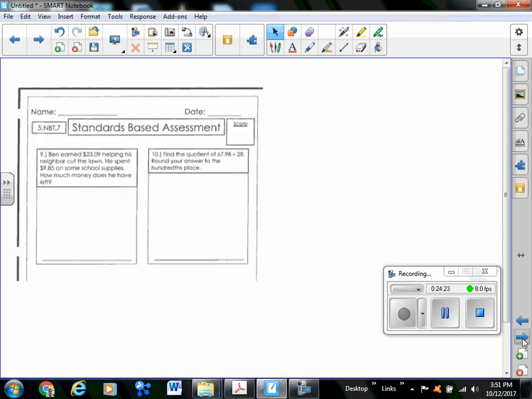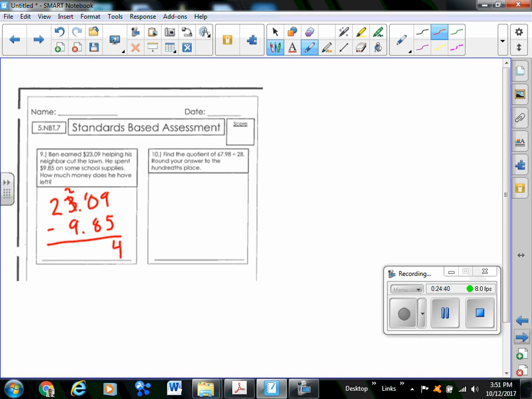Okay, number 9, Ben earned $23.09 helping his neighbor cut the lawn. He spent $9.85 on some school supplies. How much is left? Means we got to subtract. 2309, subtract 985. If you have 9, take 5 away, it leaves you the 4. Need to borrow, make that a 10. Gives you 2. Got to borrow, make that a 1, makes that a 12. 9, 10, 11, 12 is 3. That means he's got $13.24.